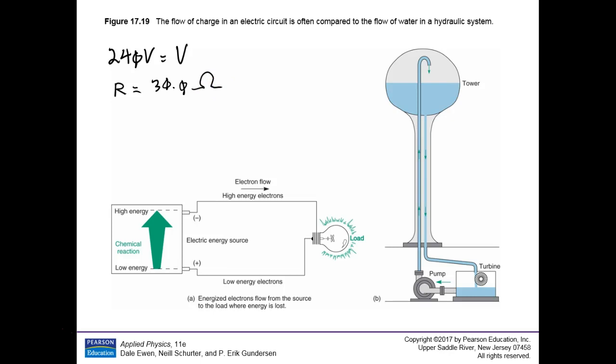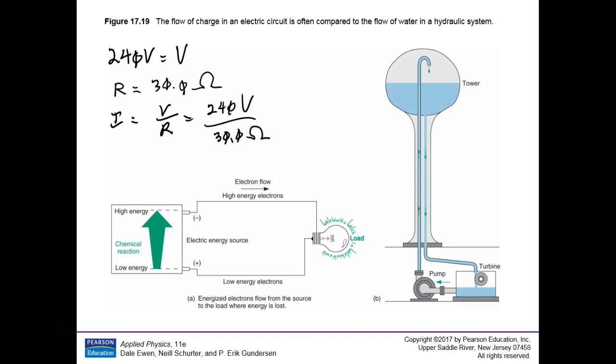What current does it draw? So what are we looking for? Current, what's the symbol for that? Capital I. So this is what we're looking for. And what formula might you use to get current out of voltage and resistance? V over R, you got it. Okay, and what's your V? 240 volts, same unit as you have parameter, divided by 30.0 ohms. Okay?